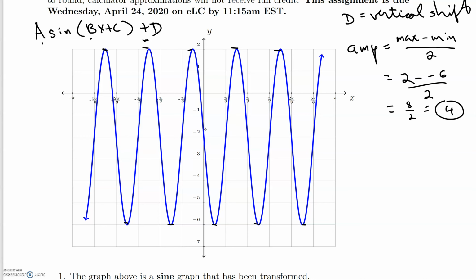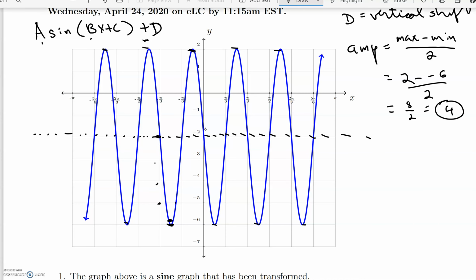What that means, and what I can stair step off of, is that if my amplitude is 4, if I count down from the high or up from the low 4 units, I will be at the center line of the function. So if we start here and go 1, 2, 3, 4, that right there is the center of my function. That's the axis of the function about which it oscillates.